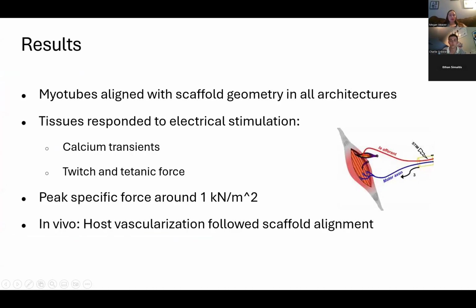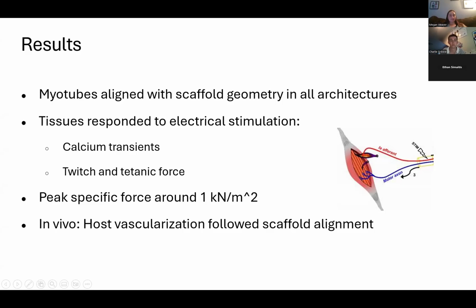The tissues also responded to electrostimulation, which is a key function of a muscle. They showed calcium transients, which are changes in calcium level that trigger contraction, and they were able to produce both twitch and tetanic forces, just like a natural muscle fiber. The peak force was around 1 kilonewton per meter squared, which is within the expected range for engineered muscles, and showed good contractile function. And importantly, when implanted in vivo, the host's blood vessels actually grew along the scaffold alignment, showing the structure not only guided the muscle cells, but also supported vascular integration, which is crucial for long-term survival and function.